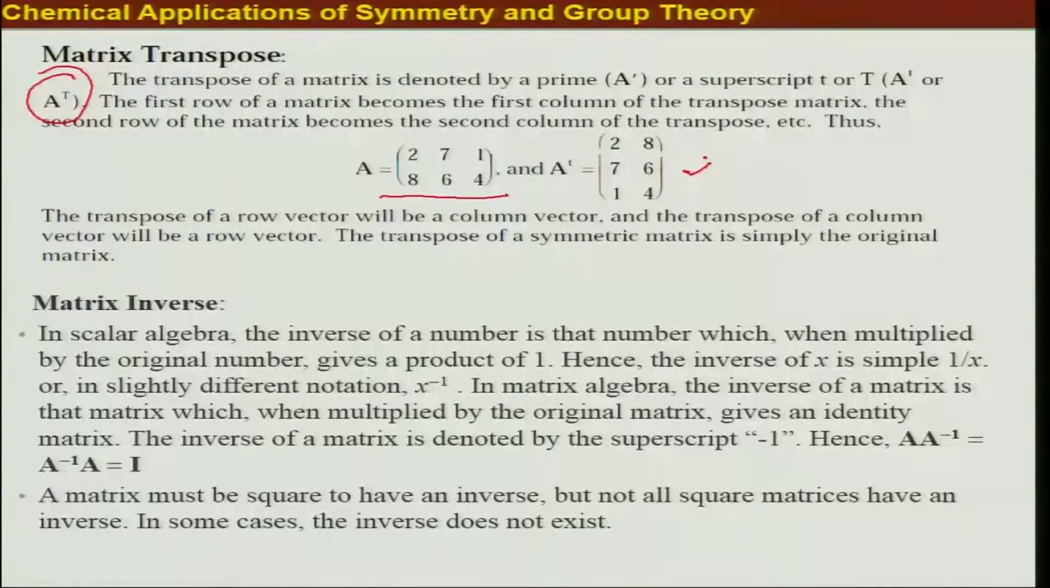And in order to have an inverse, in other words, in order for the inverse of a matrix to exist, the matrix must be a square matrix. That means the number of rows and number of columns must be equal. But the reverse is not always true. So all the square matrices may not have an inverse. Okay, in some cases the inverse doesn't exist.